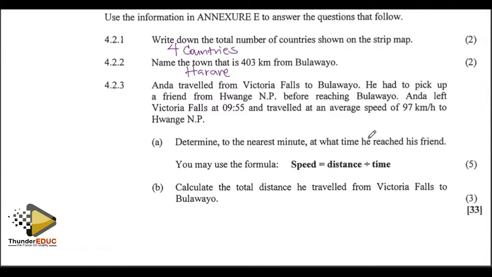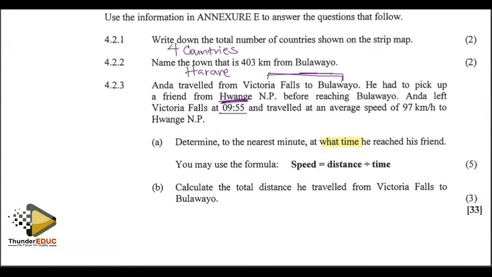He reached his friend. The formula speed equals distance over time might be used. Now here the main thing that we're looking at is at what time. So simply meaning we need to determine at what time he traveled, at what speed, how much time did he spend on the road. So we need to find the distance between Victoria Falls and Bulawayo. He traveled from Victoria Falls to Bulawayo and he picked up a friend before reaching Bulawayo. And they left Victoria Falls at this time.